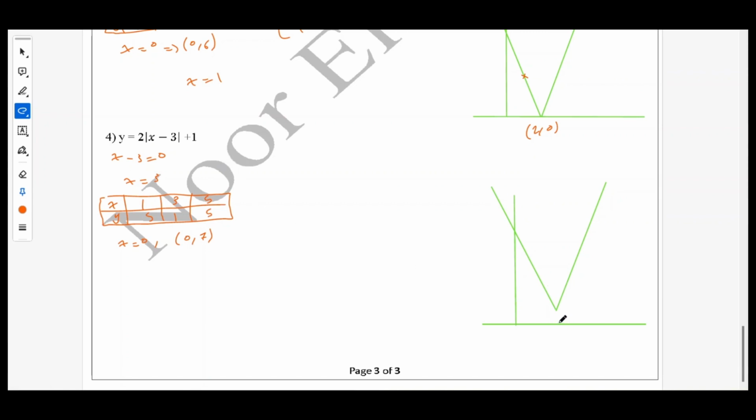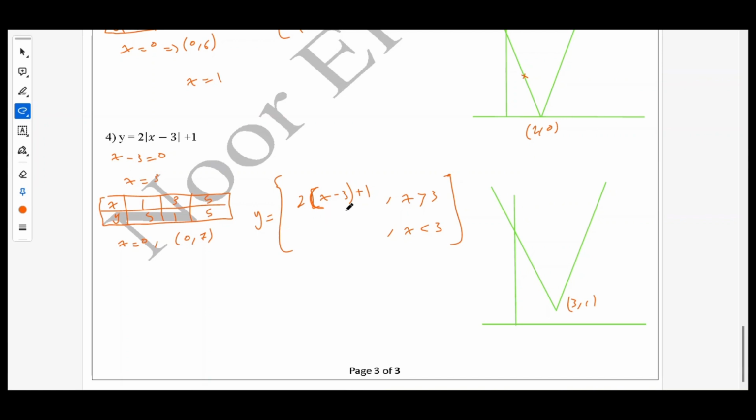Let's do it. Now, as I know, the vertex is 3, 1. So I'm talking about x more than 3, x less than 3. I'm going to write for the increasing part 2, open bracket. I'm not going to just write the modulus sign. I'm going to write it as a parenthesis or any normal bracket. x minus 3 plus 1.